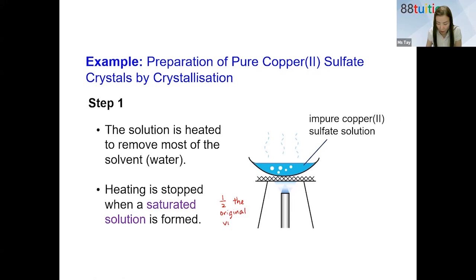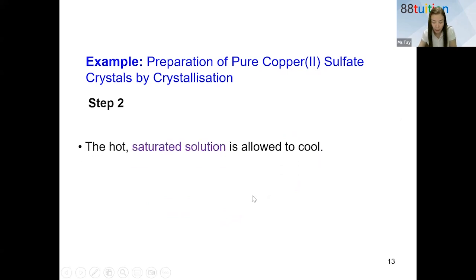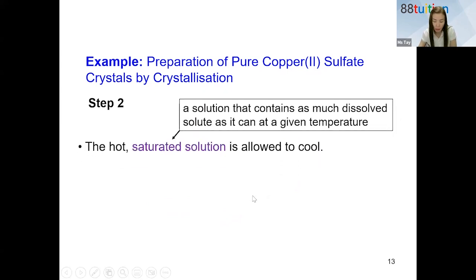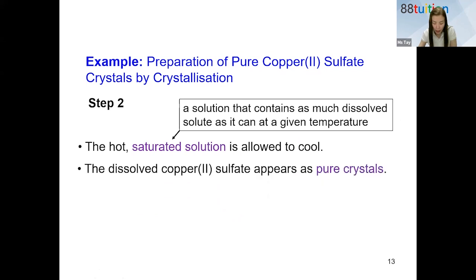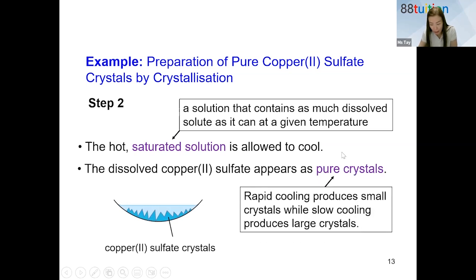So we have half the original volume. All right. So then the hot saturated solution is allowed to cool. So what happens? The dissolved copper 2 sulfate will reappear as pure crystals. In this particular case, it will be blue in color. And then because it's rapid cooling, you only get small crystals.